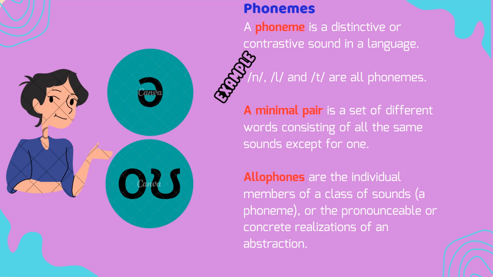There are some debates about the nature of phoneme. One of these ways is the further advantage of incorporating the notion of allophone. An allophone is a predictable variant of a phoneme. Allophones are the individual members of a class of sounds, a phoneme, or pronounceable or concrete realization of an abstraction.